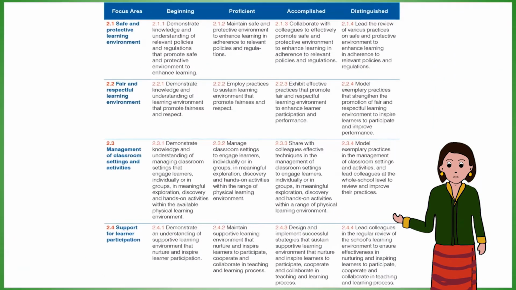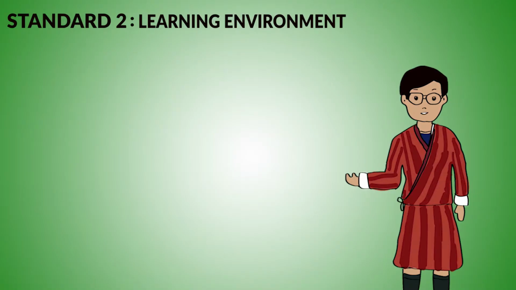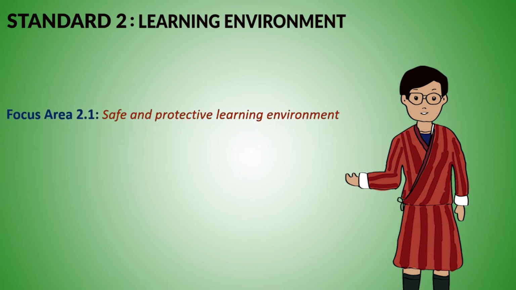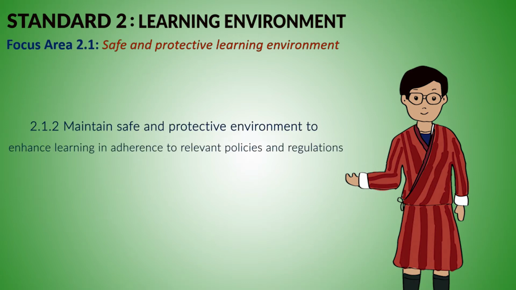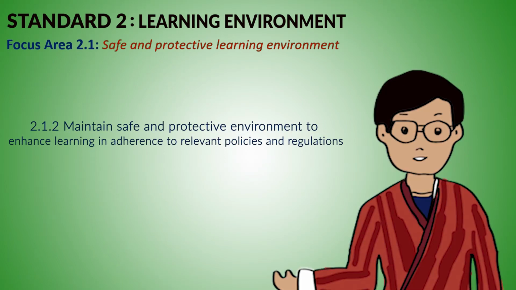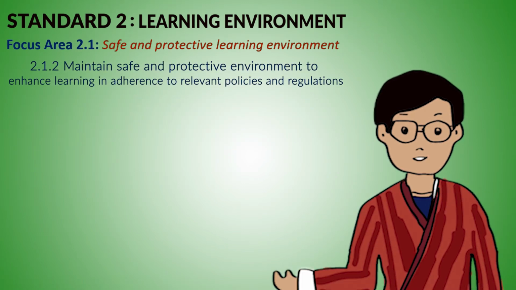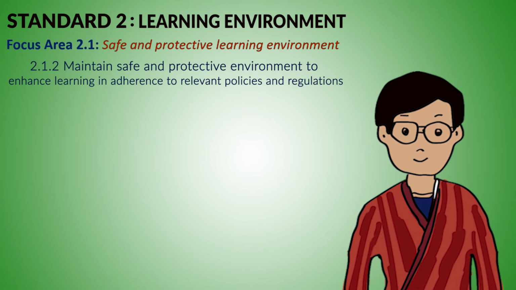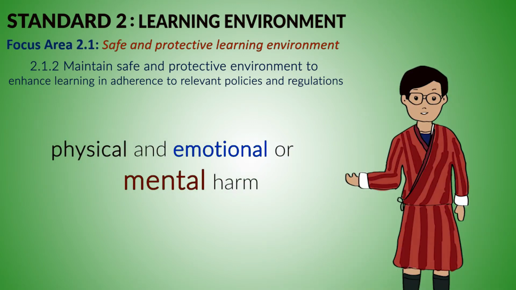Now, let us look at the focus areas and indicators of proficient teachers in Standard 2. In this standard, the first focus area is safe and protective learning environment. A proficient teacher must maintain safe and protective environment to enhance learning in adherence to relevant policies and regulations. A teacher ensures and works with learners in making the classroom safe from physical and emotional or mental harm.